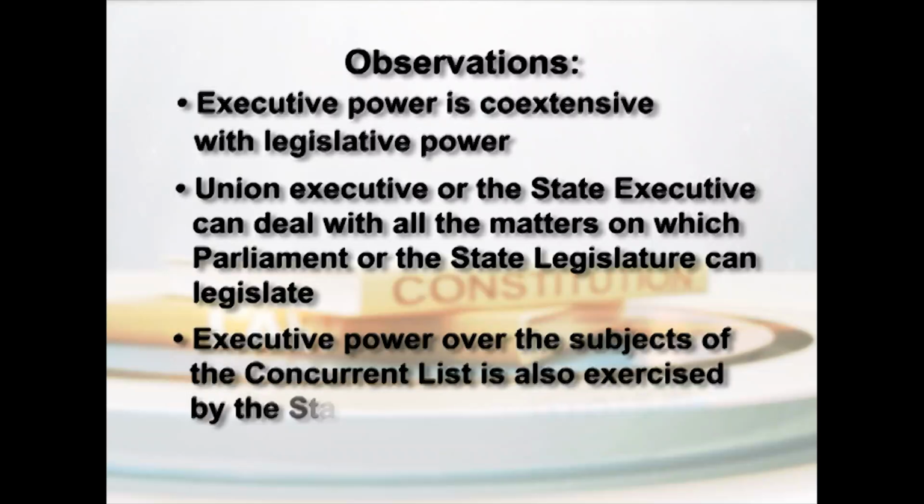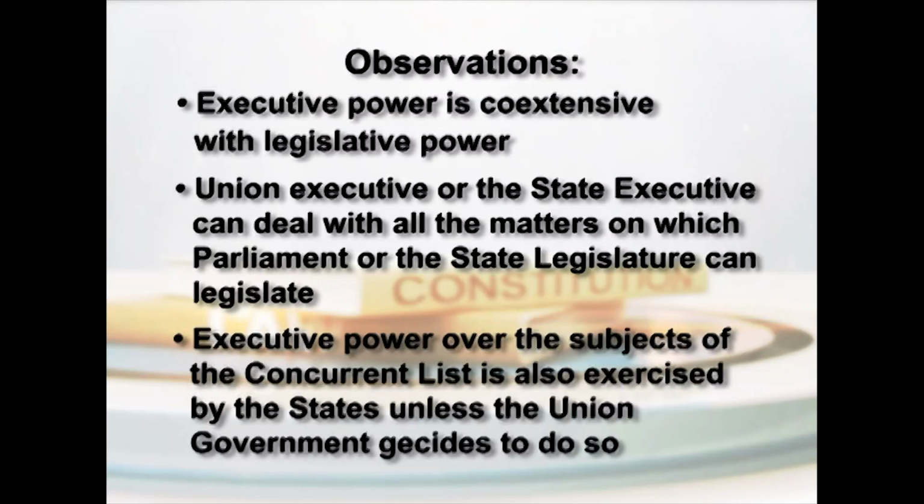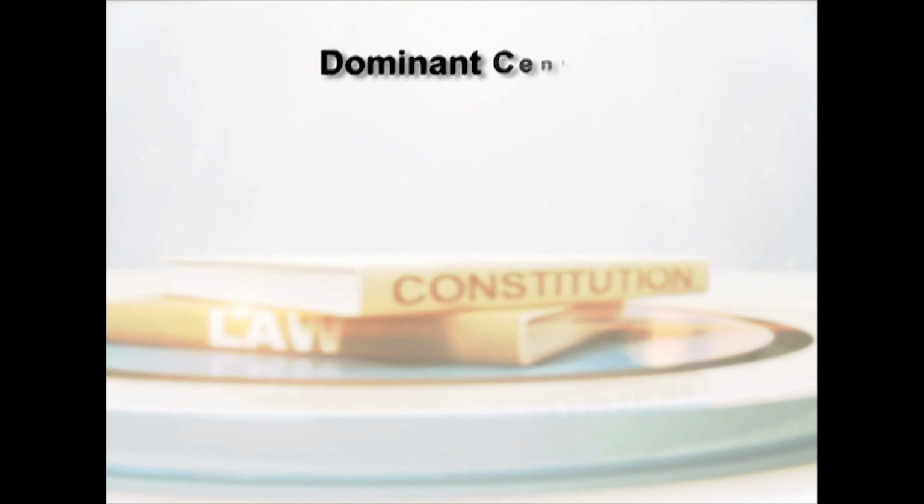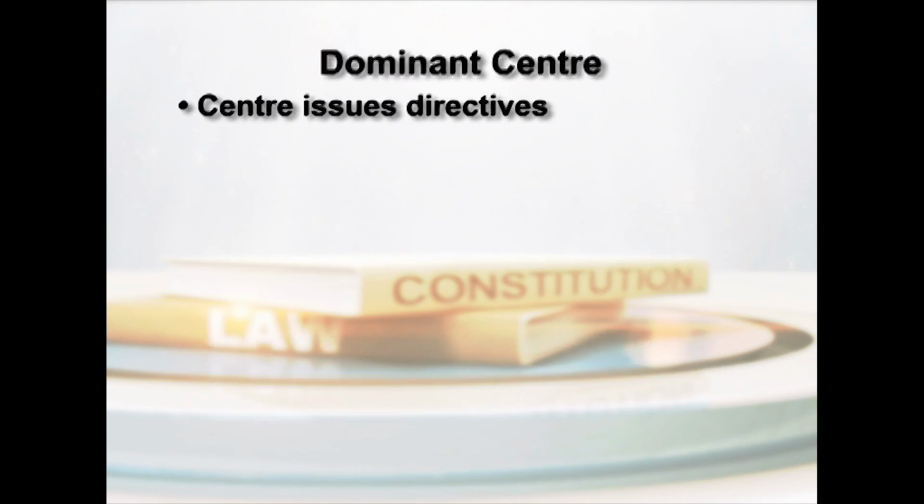Executive power over the subjects of the concurrent list is also exercised by the states unless the union government decides to do so. That is the same as in the case of legislation. The center issues its directives to create a superior-subordinate relationship, to ensure compliance with the laws made by the parliament, and not to impede or prejudice the executive power of the union.